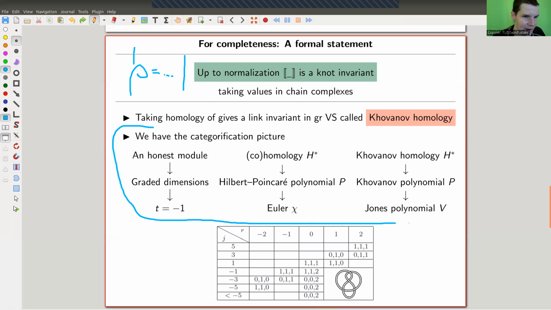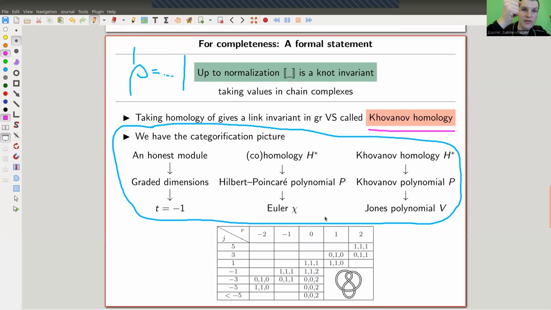We have values in chain complexes and not just vector spaces. But if you take homology of this chain complex, then you get what is called Khovanov homology, and we have exactly this picture from before. So now we have a bunch of vector spaces sitting in a certain degree, and they're all graded, so everything is bi-graded, and you get a polynomial, the Khovanov polynomial, and you can specialize further, and you get the Jones polynomial. Yeah, so that's the whole picture, and I will show you a Khovanov polynomial in a second.